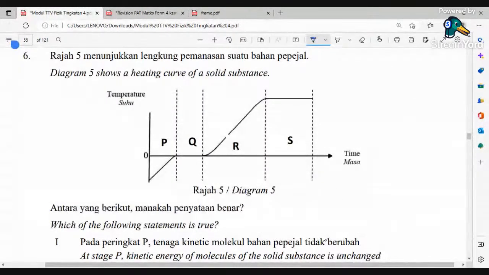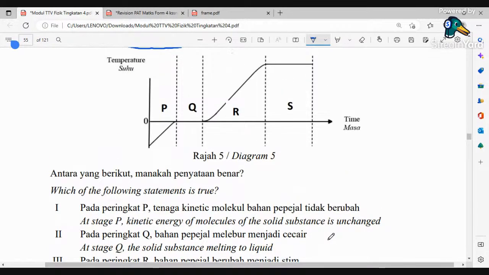Number 6, heating curve. So heating curve will show change in temperature and change in phase. Okay, ada perubahan temperature dan perubahan state of matter, keadaan ataupun physical state of the substance. Which of the following statements is true? We go through one by one. A, at stage P, kinetic energy of molecules of solid substance is unchanged. P di sini actually. P kat sini. Okay, so P here, solid state.